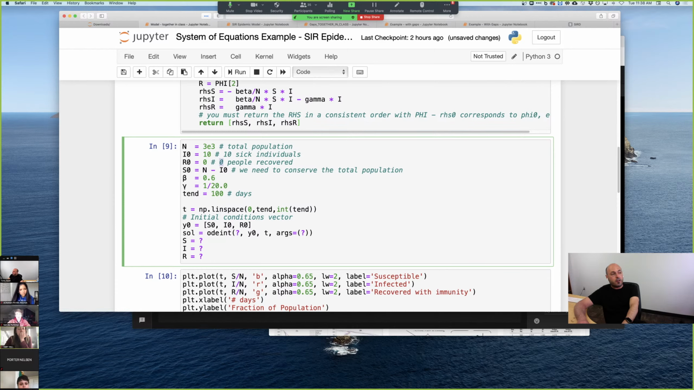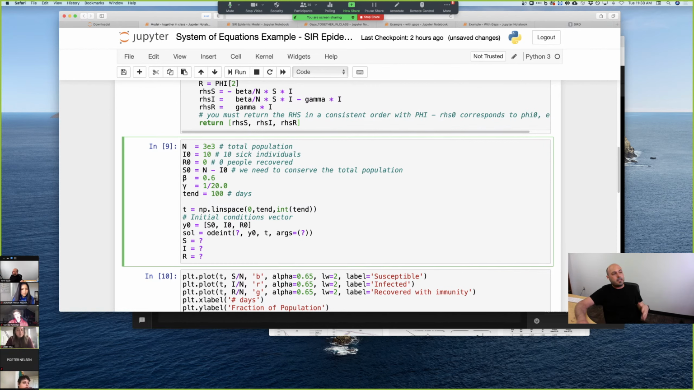My initial number of recovered people is going to be 0. And then that leaves me with susceptibles as n minus I0, right? So it's the total population minus those infected. Correct? It's 3,000 minus 10. Those are the susceptibles, right?